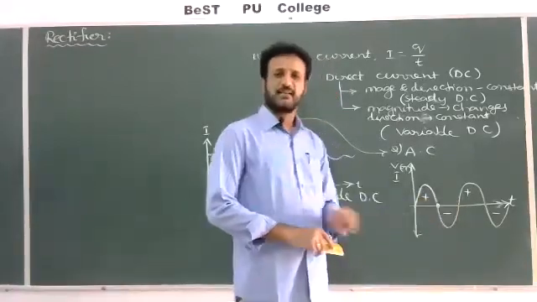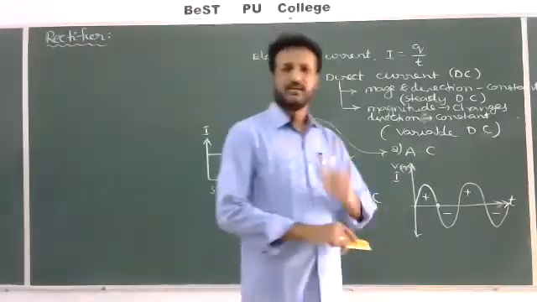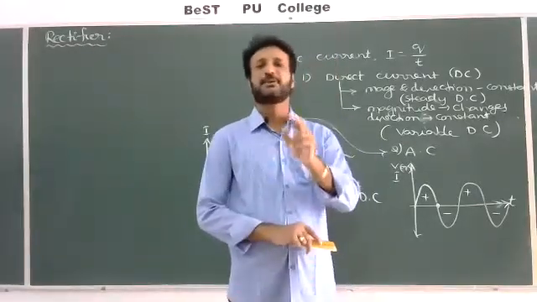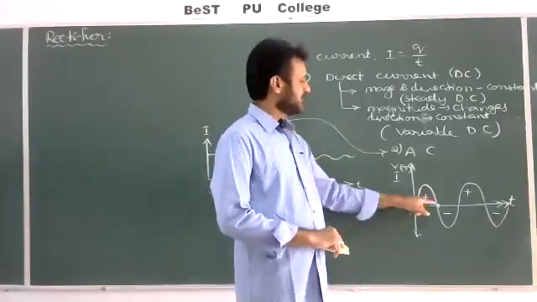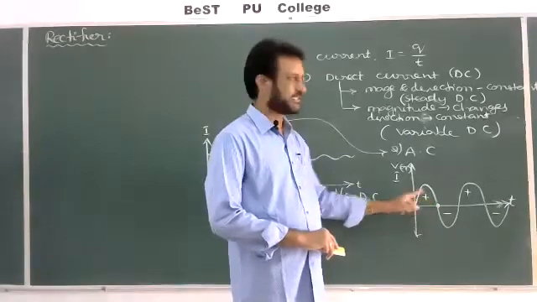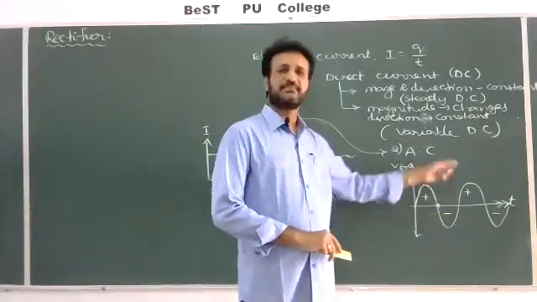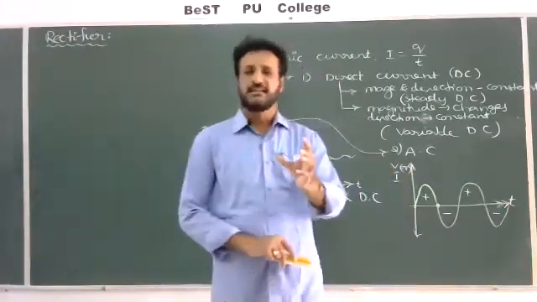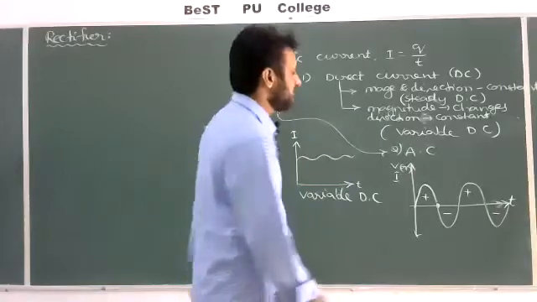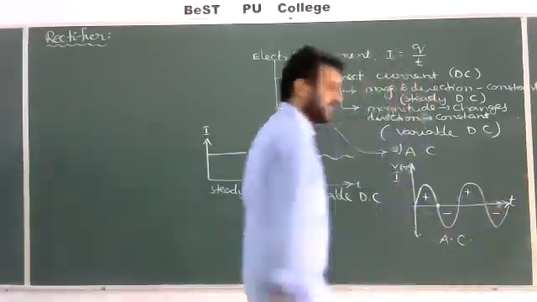In this way, it is a current in which magnitude changes continuously, whereas the direction changes periodically. Periodically means, for example, the first 10 seconds it is plus, the next 10 seconds minus, again 10 seconds plus, again 10 seconds minus. So the direction changes periodically. This type of current is called AC or alternating current.